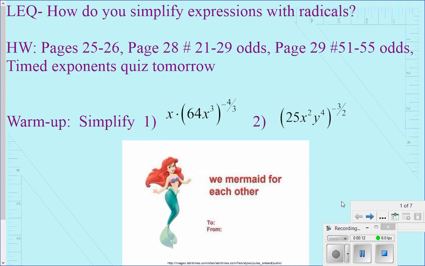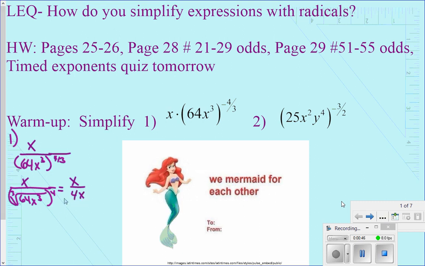So number 1, I have x, and that stays where it is, but then everything else moves down to the denominator because of the negative exponent. So then I change that to the cubed root of 64x cubed, and that's to the 4th power. So I have x over the cubed root of 64 is 4, and the cubed root of x cubed is x, and that is to the 4th power.